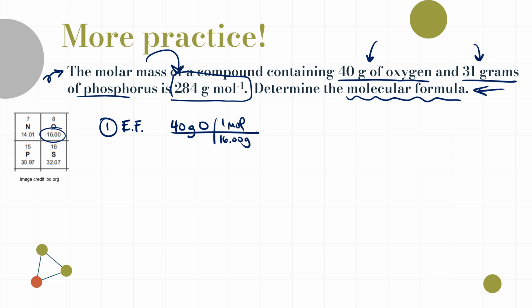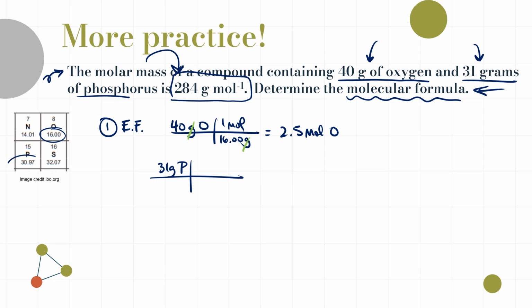And so we're going to cancel out our grams top and bottom. 40 times 1 divided by 16 is 2.5 moles of oxygen. Let's do the same thing for phosphorus. Phosphorus, we've got 31 grams.